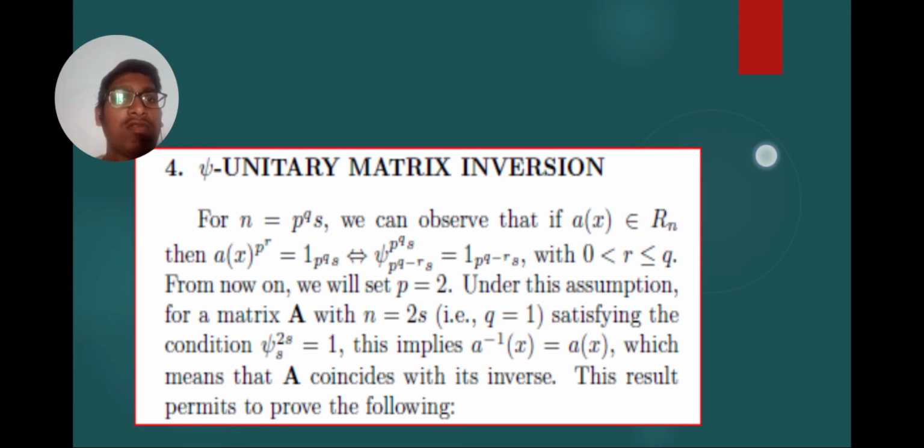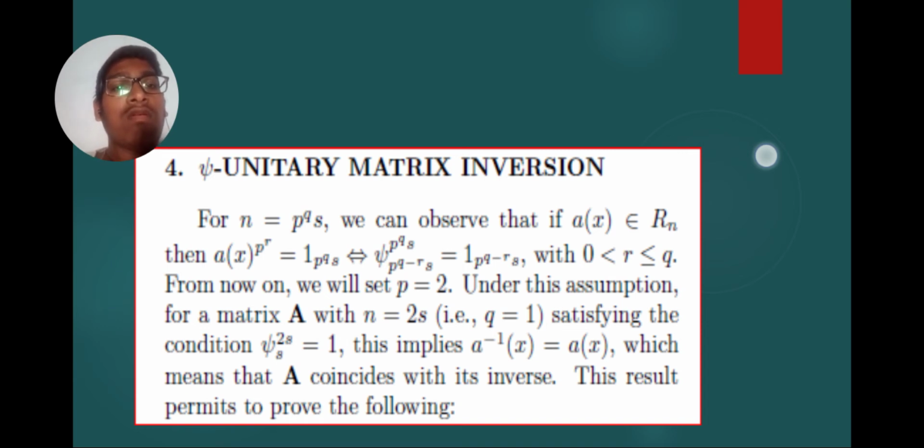And the fourth one is unitary matrix inversion. For n equals p^(qs), we can observe that if a(x) belongs to R_n, then a(x)^(p^r) equals a(x^(p^r)) modulo x^(p^(qs)) minus 1, with 0 less than or equal to r less than or equal to q.